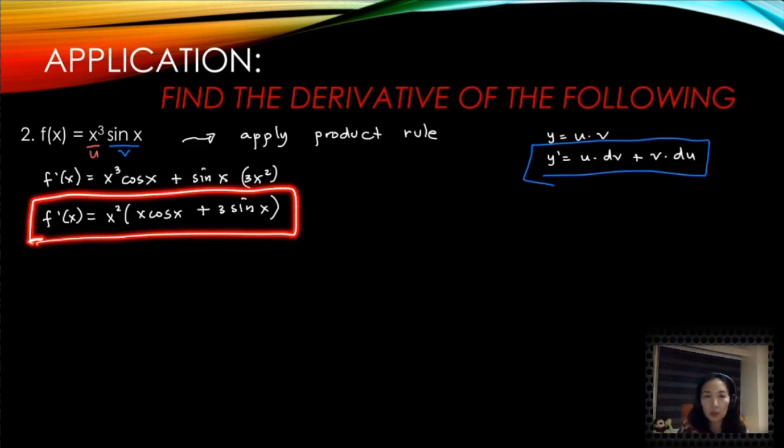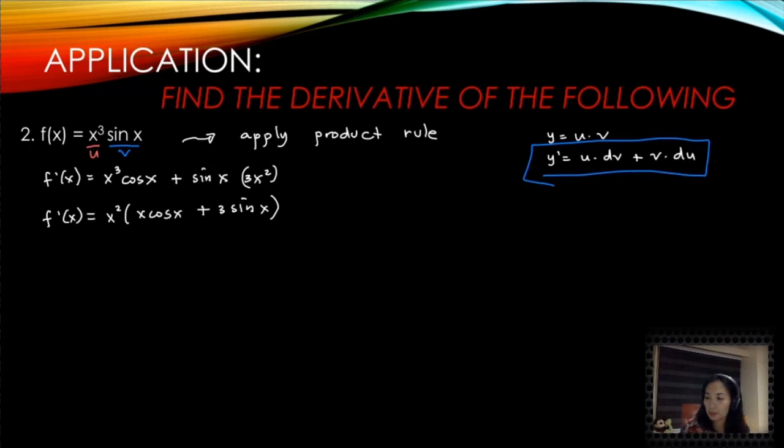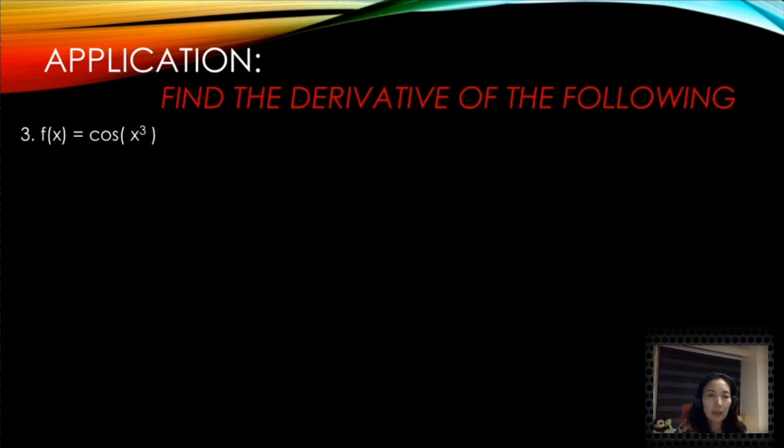Now we move on to number 3. Okay, so for number 3, look at the form. We have cosine of not x but x cubed. Cosine of x cubed, which means that this is of the form cosine u.